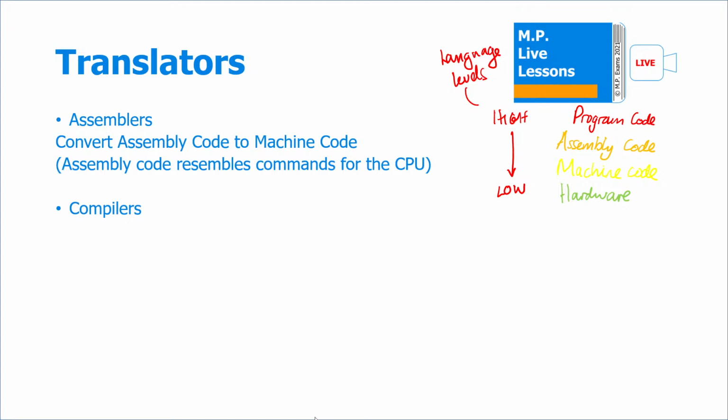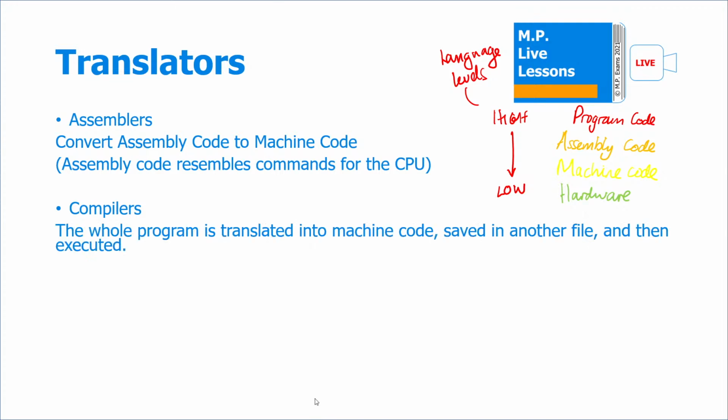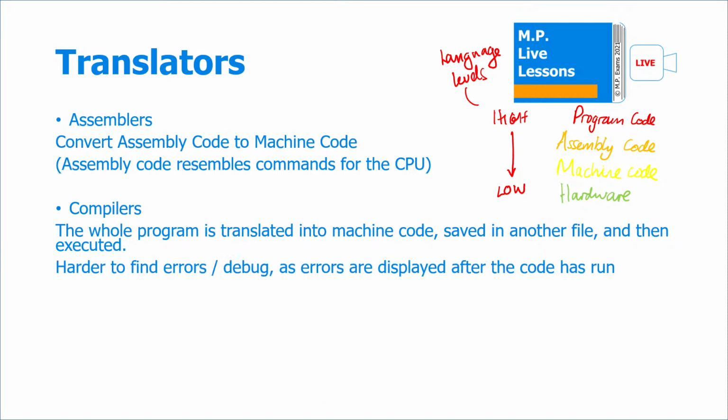Now compilers involve the whole program. So the whole program is then translated into machine code and saved in another file and then executed. Now the good thing about this is if you want to test this multiple times, it can be faster. However, practically it's harder to find errors or to debug. This is because errors are displayed after the whole code is run.